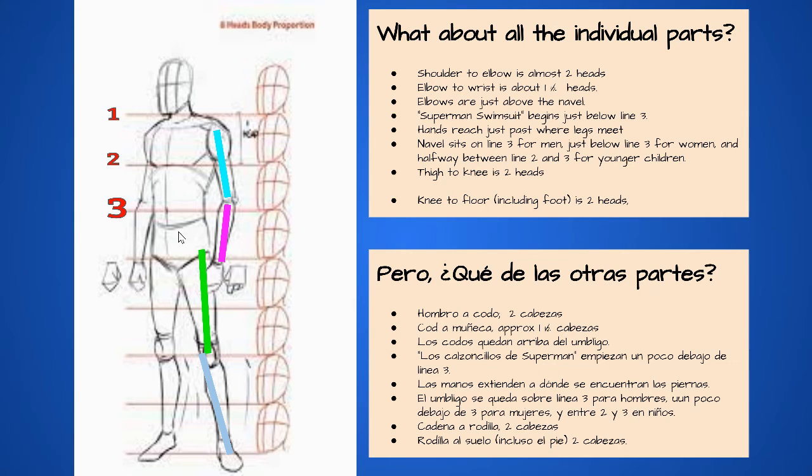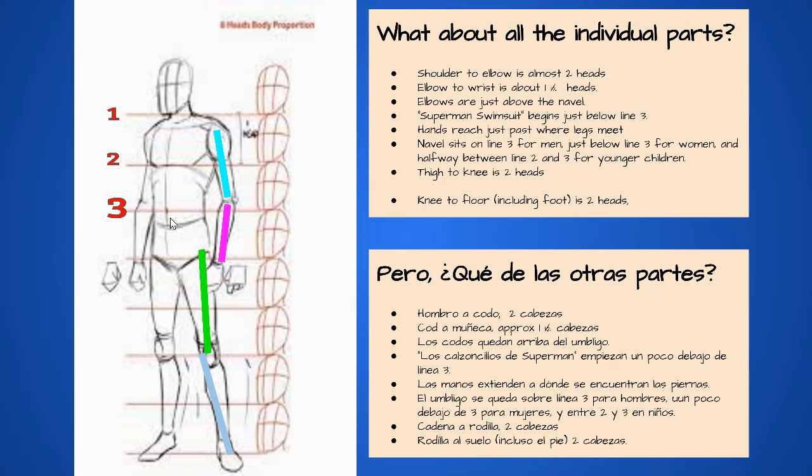This thing I call the Superman swimsuit, which is really showing you where the pelvis is. Sí parece traje de baño, pero es para ilustrar dónde está el pelvis. That starts below the navel, below line number 3. And the navel moves depending on the proportions. El ombligo está en un lugar bastante diferente, depende de la persona.